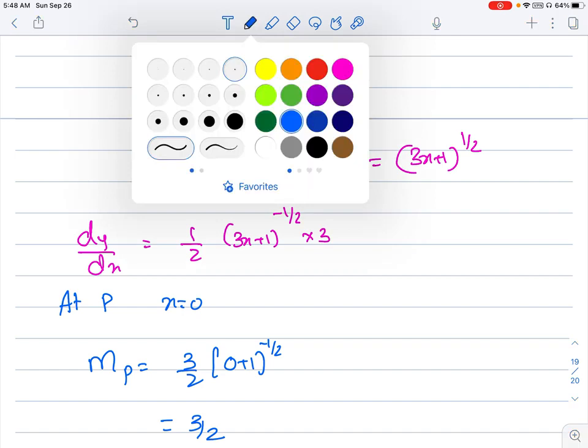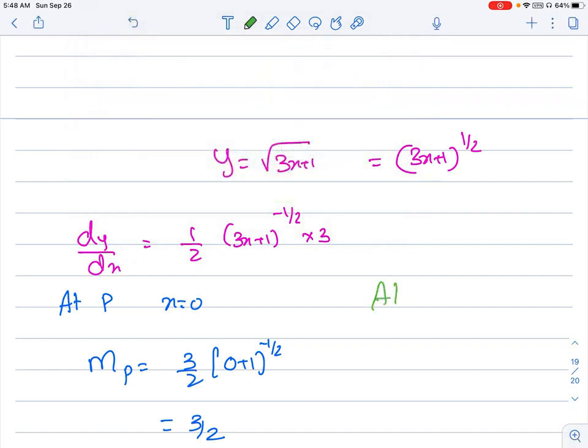Now at Q, x is equal to, what is the value for x? x is equal to 1. So it becomes 1 upon 2, so mq.